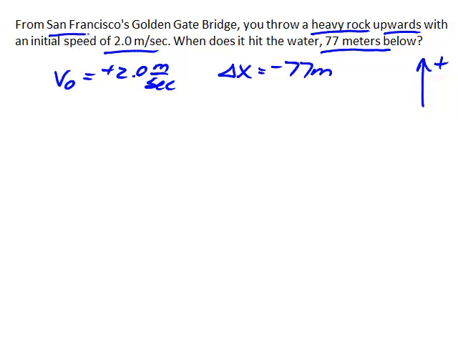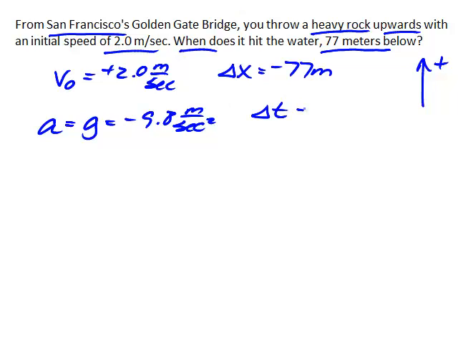San Francisco is on the planet Earth. Therefore, the acceleration is equal to the acceleration of gravity, negative 9.8 meters per second squared. Again, we're calling positive upwards, so the acceleration here is negative. And the problem is asking, when does the rock hit the water?